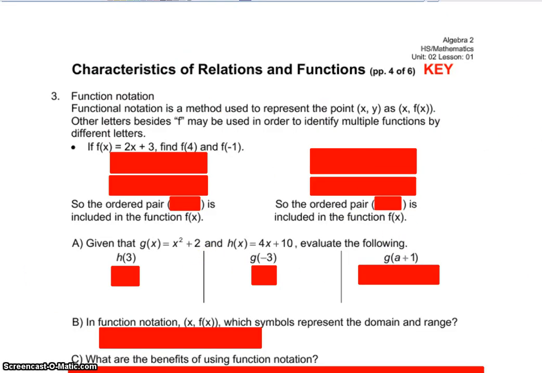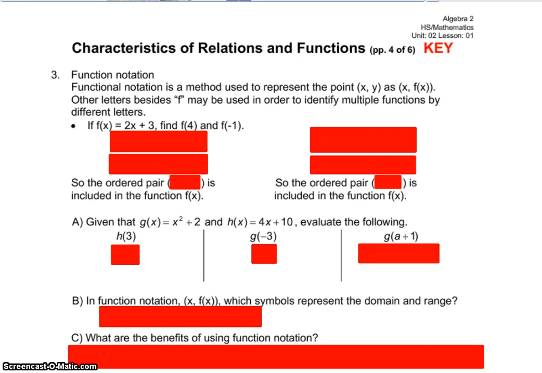Okay, so now looking at your notes handout. Function notation. Function notation is a method used to represent the point as part of a function. It does not have to be f of x. It could be any letter.